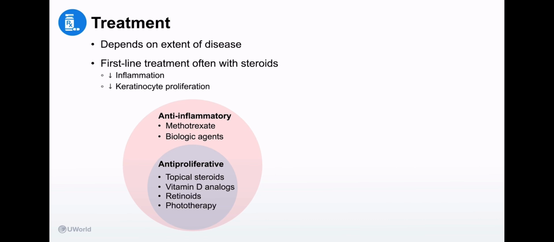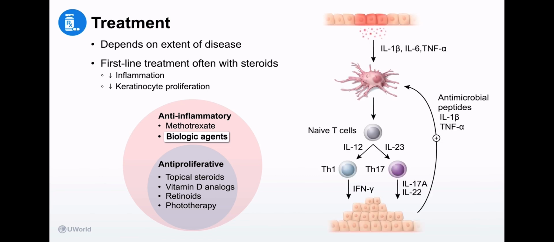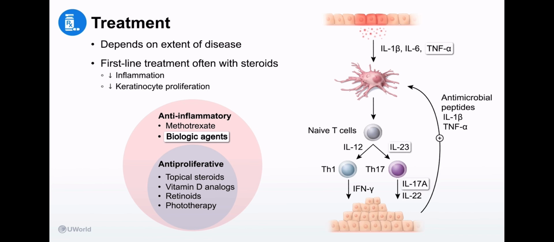Of note, there are now several biologic agents available that block some of the inflammatory mediators we discussed earlier, such as tumor necrosis factor alpha, interleukin-23, and interleukin-17. These agents have demonstrated great efficacy and show how an understanding of the pathogenesis can lead to development of new effective treatments for patients with psoriasis.